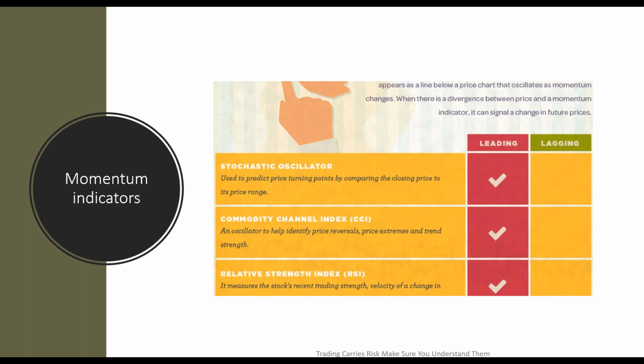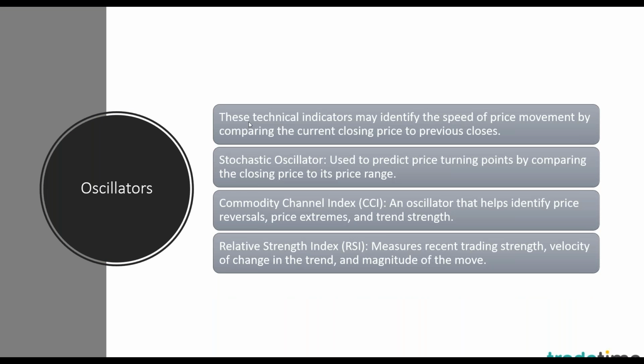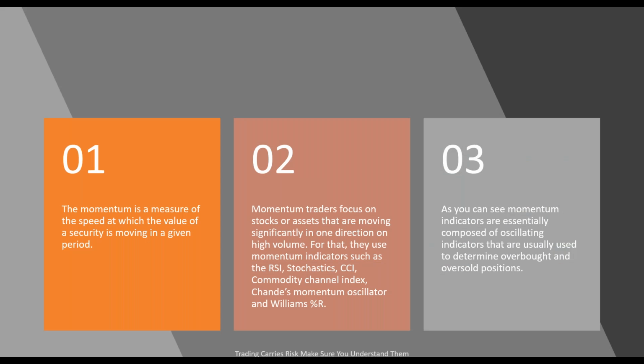Then under momentum indicators, we have stochastics, CCI, and relative strength index. Now notice, they are all leading indicators. Okay. RSI is a leading indicator, and it measures the stock or the asset's recent trading strength and velocity of change. Now, these technical indicators may identify the speed of a price movement by comparing the current closing price to previous closes. The stochastics oscillator is used to predict price turning points by comparing closing prices to its price range, whereas the relative strength index measures recent trading strength, velocity of change in trend, and the magnitude of the move.